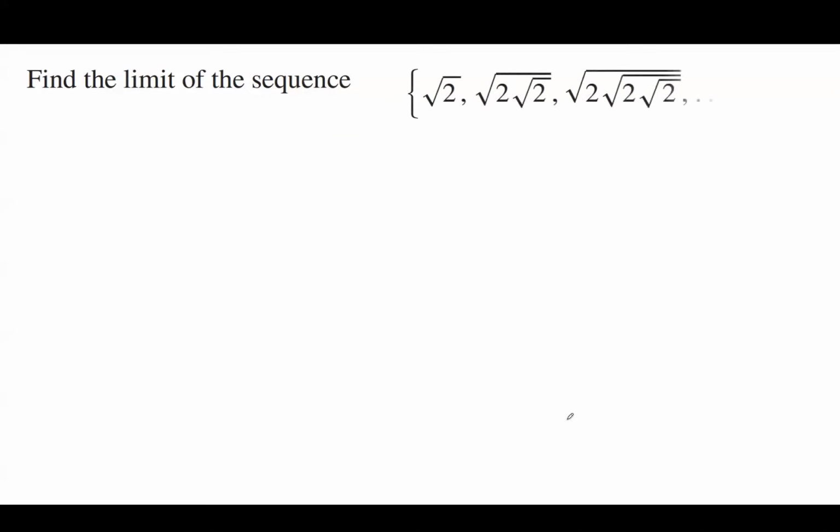So for sure, you can say that this function is bounded below by the fixed function 0. Next example for you, I'm going to find the limit of the following sequence: square root of 2, square root of 2 times square root of 2, square root of 2 times square root of 2 times square root of 2, and so on. We're going to do a little bit of algebra.